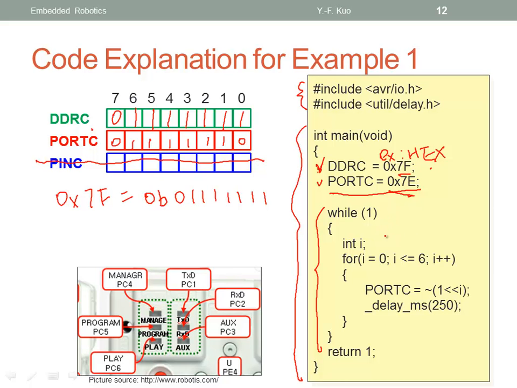And here in the program, what do we do? We use a variable called i. In this loop, the initial value is 0, and we increase i every time until it is 6. So i moves from 0, then 1, then 2, 3, 4, 5, 6. And what is it doing here? It is controlling port C to be the complement. This tilde is complement.